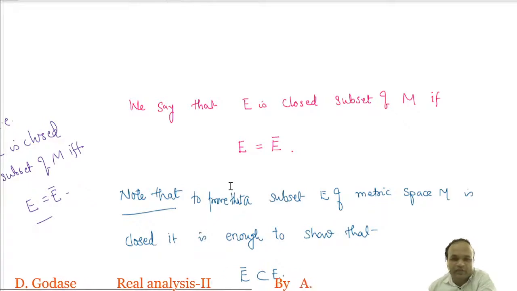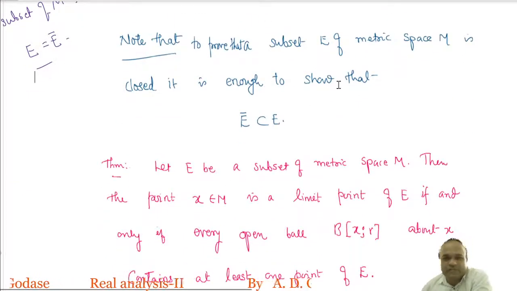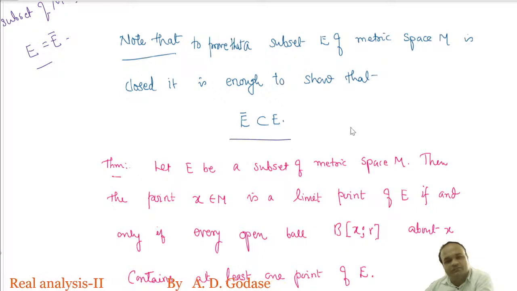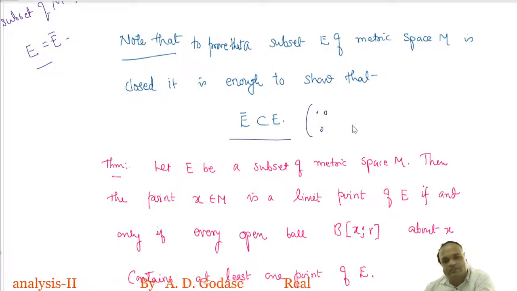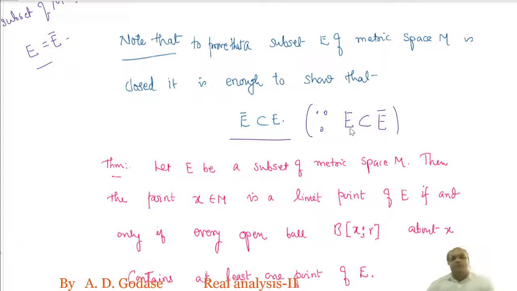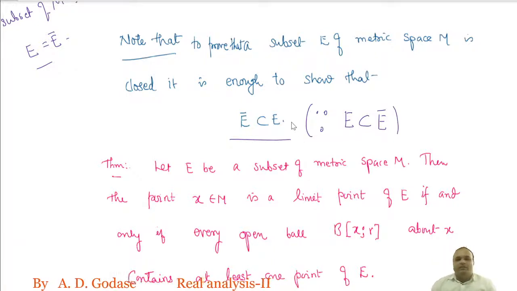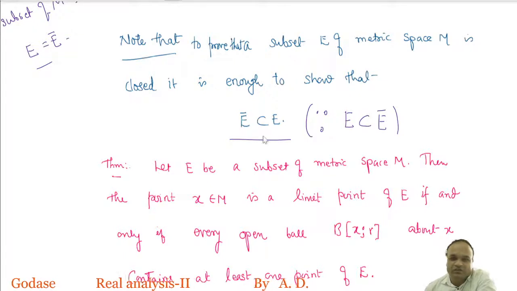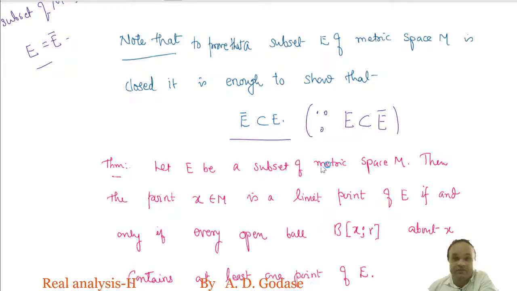Note that to prove a subset E of metric space M is closed, it is enough to show that E bar is a subset of E, because we have just proved that E is always contained in E bar. So to prove E is a closed subset of M, meaning E equals E bar, we only need to prove E bar is a subset of E, because E is always a subset of E bar.